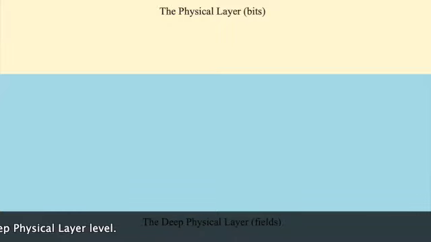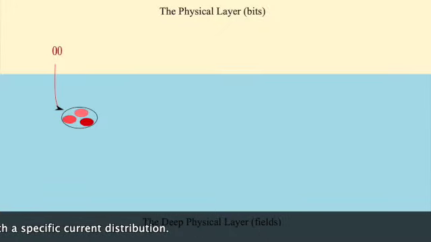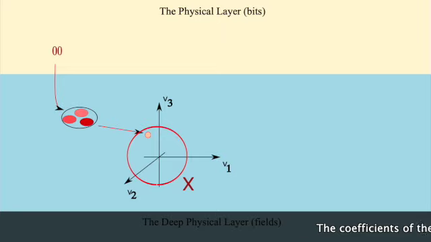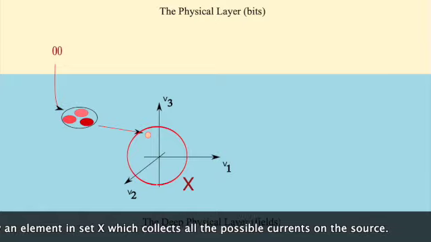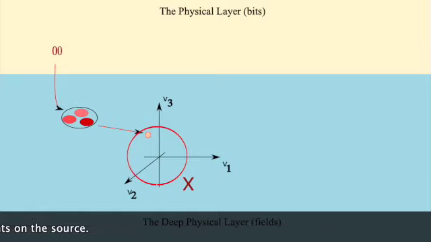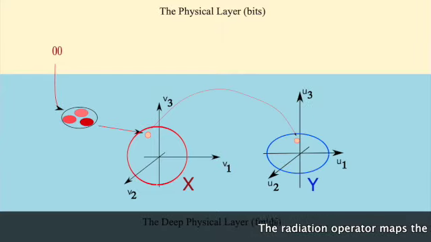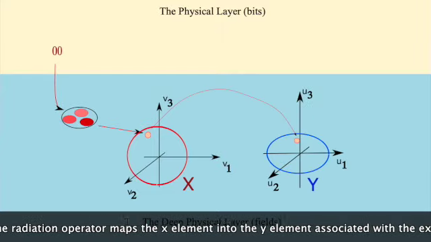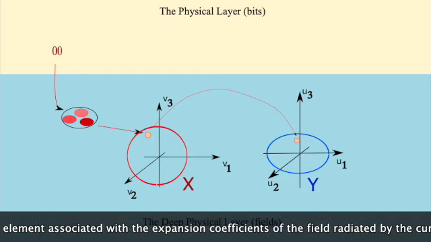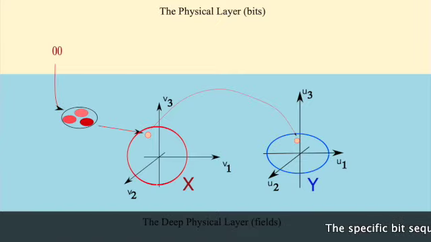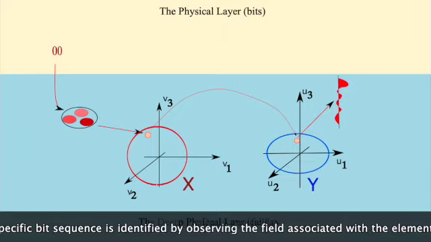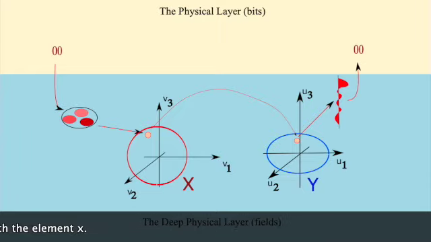Let's take a look at the communication process as seen at the deep physical layer level. A specific bit sequence is associated with a specific current distribution. The coefficients of the current representation identify an element in set X which collects all the possible currents on the source. The radiation operator maps the X element into the Y element associated with the expansion coefficients of the field radiated by the current. The specific bit sequence is identified by observing the field associated with the element X.